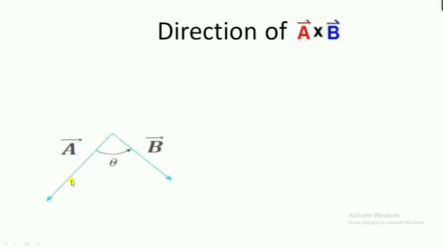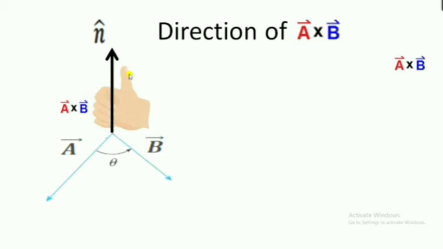Suppose this is A vector and this is B vector, and this is the angle between them, which is theta. Now let's see how to use the right hand thumb rule. I have to find A cross B. In order to find A cross B, I have to curl the four fingers of my right hand from A to B through the smaller angle. Whatever direction the thumb shows is the direction of A cross B, or n cap. So this is the direction.